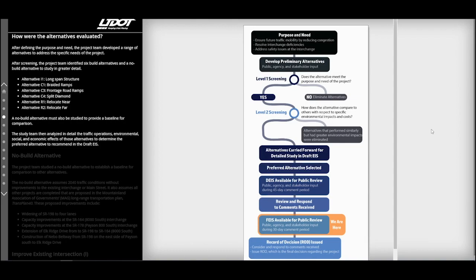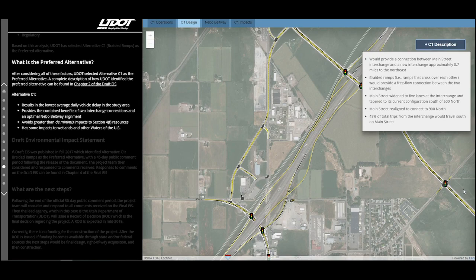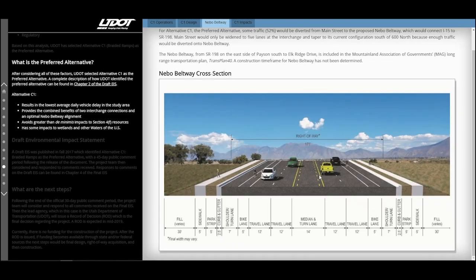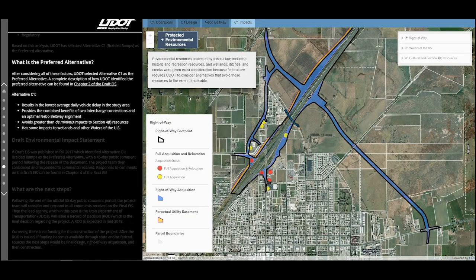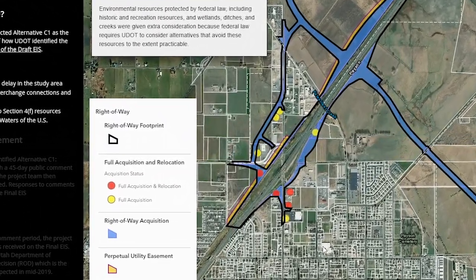Once UDOT selected a preferred alternative, new pages were added showing the design concepts, operations, and impacts of the preferred alternative. Users could select the types of impacts they wanted to see on the map and zoom in to see details, such as right-of-way impacts on specific properties.